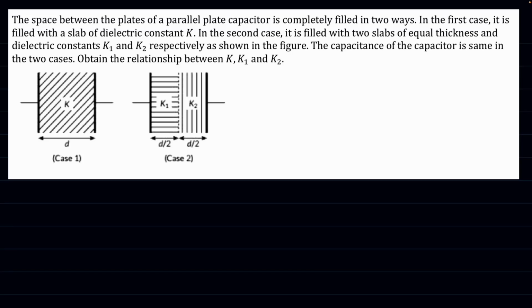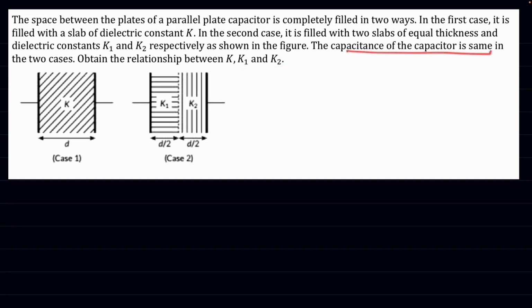This question is from physics chapter capacitor. In this question, we have a parallel plate capacitor and it is filled in two ways. In the first way, it is filled with a dielectric constant K, and in the second case, it is filled with two slabs of equal thickness of dielectric constant K1 and K2. We have to find the relation between K and K1 and K2. And in the question, one more thing is mentioned: the capacitance of the capacitor is the same.